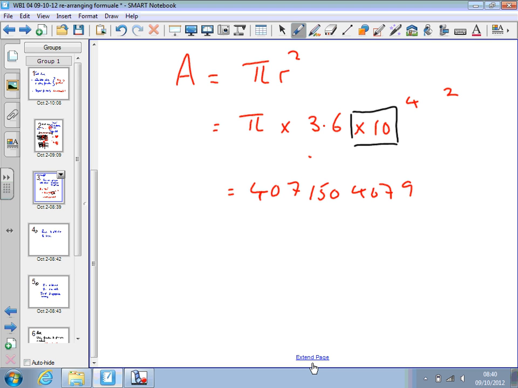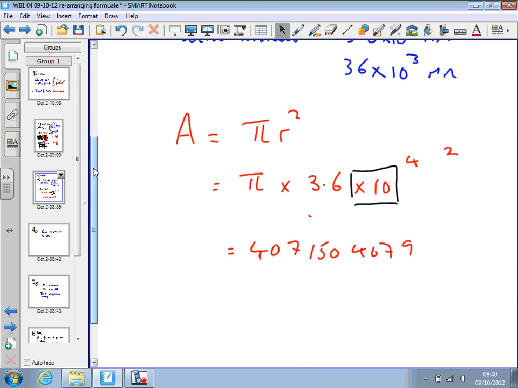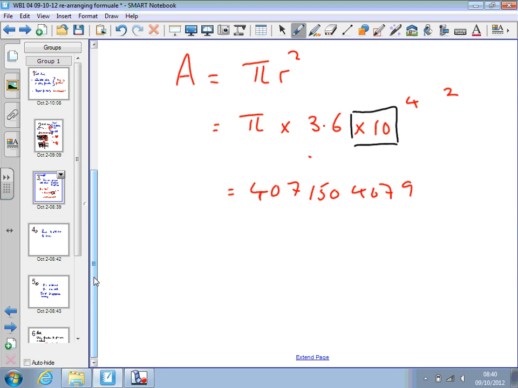What about an appropriate number of significant figures? What would we say? How many significant figures in the number we put in? 2. So in the answer, 2, maybe 3. And so the third significant figure would be at this point here. That's the third significant figure. So I'll probably keep to that. So in other words, it would be 407. And then I'd fill in the rest with zeros to keep the place.